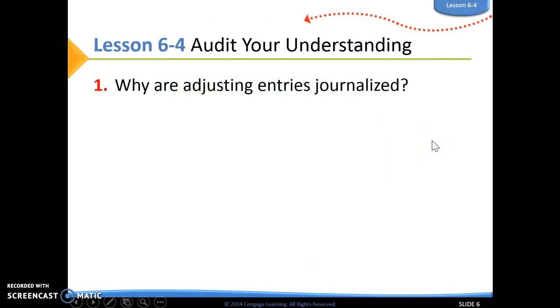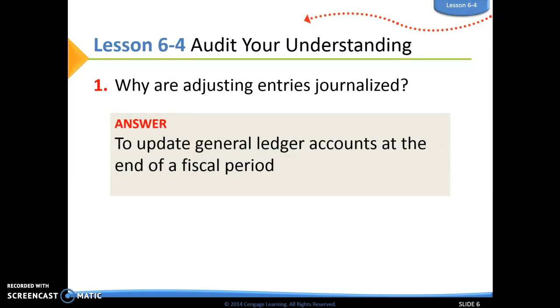All right, number one for audit your understanding. Why are adjusting entries journalized? To update our general ledger accounts at the end of the fiscal period.